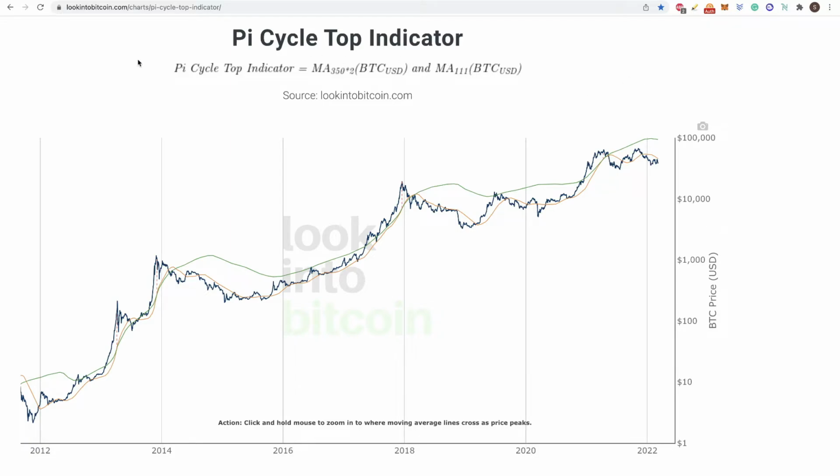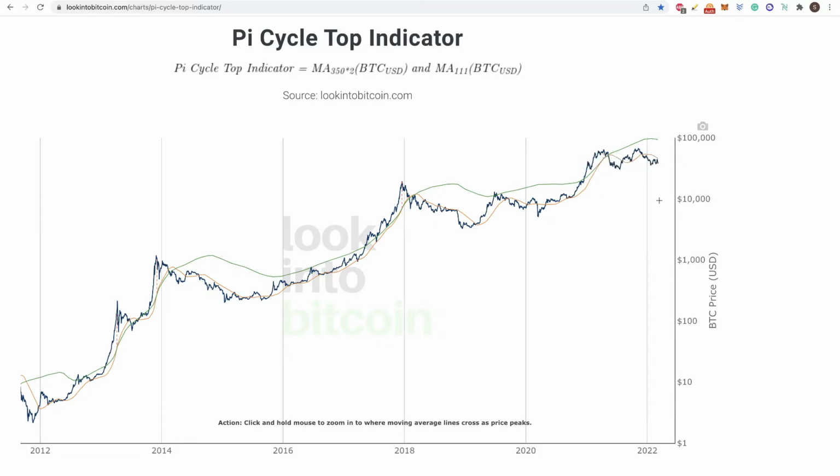This is on lookintobitcoin.com, the Pi Cycle Top indicator. This uses moving averages related to the Fibonacci extension numbers, and I will use this indicator to catch the next bull cycle that we have. The three times it actually caught it perfectly with a 3-day difference. So this is something to have in your toolkit for how to catch the top of a bull market.